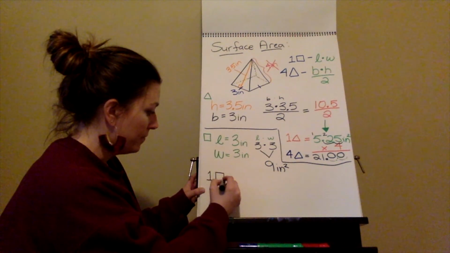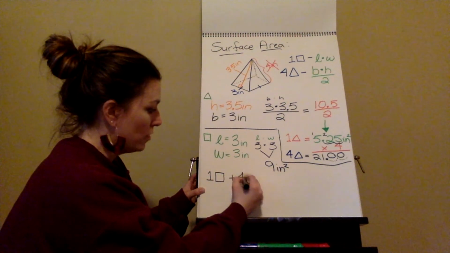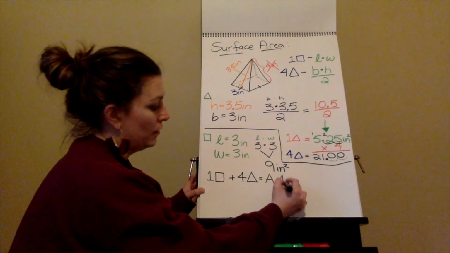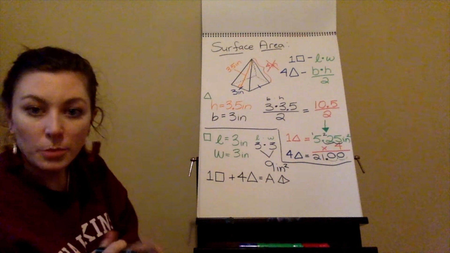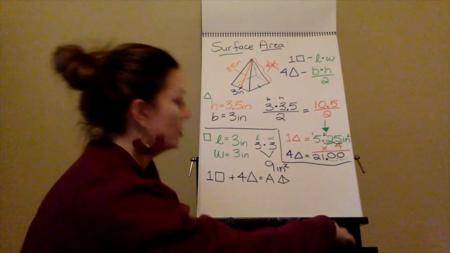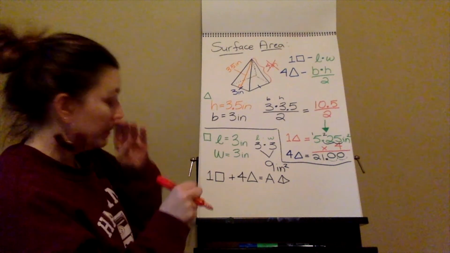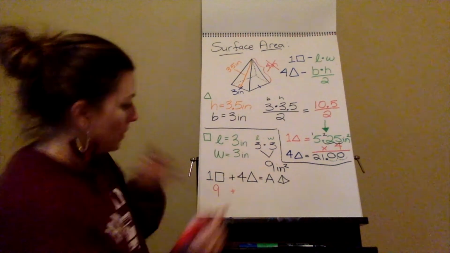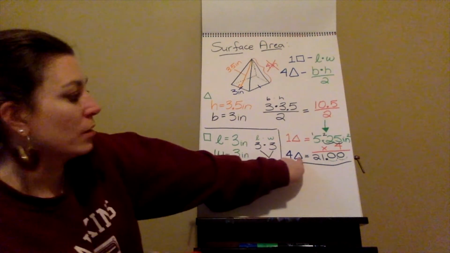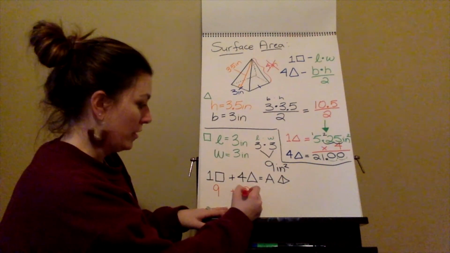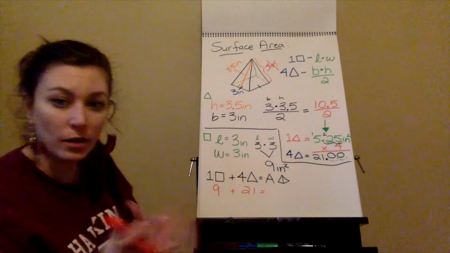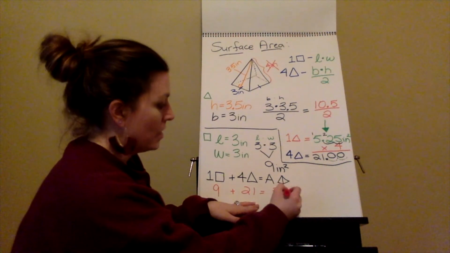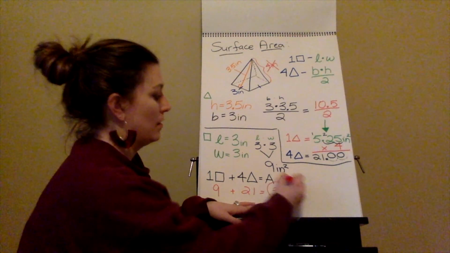So now we have 1 square plus our 4 triangles will equal the area of the pyramid. So let's finish this up. So we had 1 square is going to be equal to 9. We had the 4 triangles equal to 21. So our final total area for the entire thing is 30 inches squared. Good job.